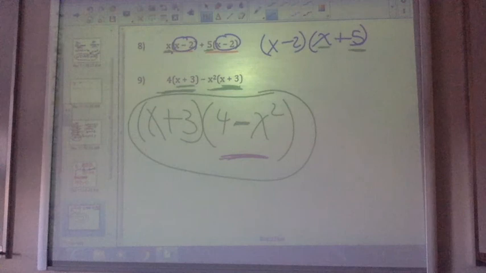So we've been able to factor out a number from all of our terms. We've been able to factor out a letter from all of our terms. We've been able to factor out a letter and a number. And we've also been able to factor out a binomial.